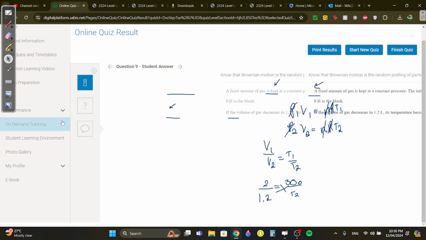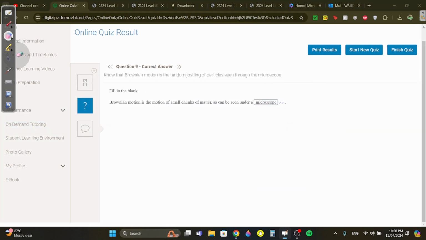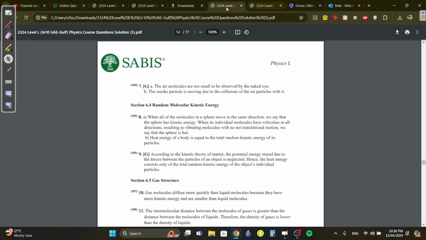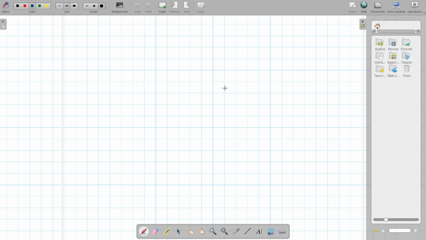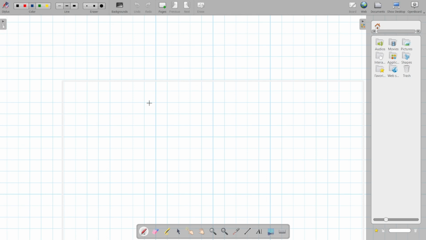Question 9. Brownian motion is the motion of small chunks of matter, as can be seen under a microscope. I think it's a good question, so I'm going to explain it. Question 7, okay, look. This is a basic overview.